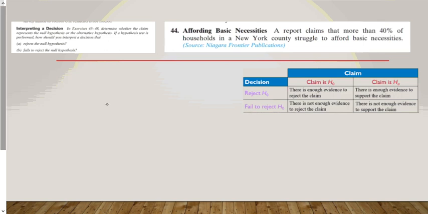So let's first identify what our hypotheses are so that we can answer this appropriately. It says a report claims that more than 40%. So one of these is going to be P is greater than 0.40, and ultimately that's what the claim is. And the other one will be P is less than or equal to 0.40. This one's going to be our null, and this one will be our alternative.